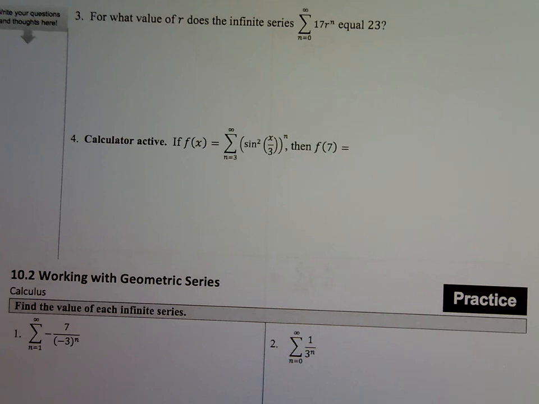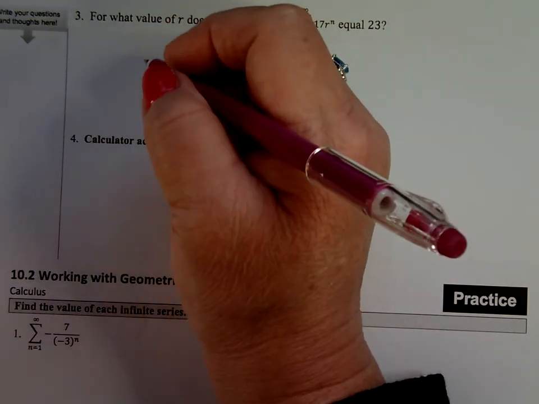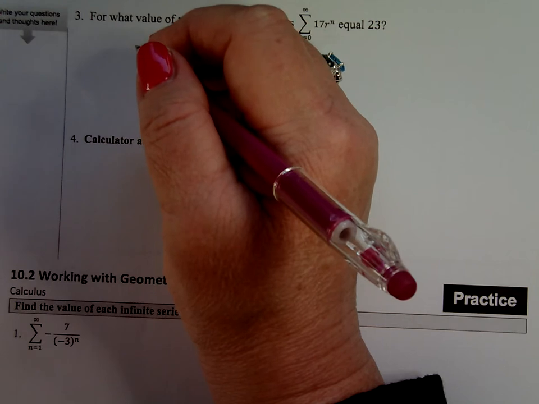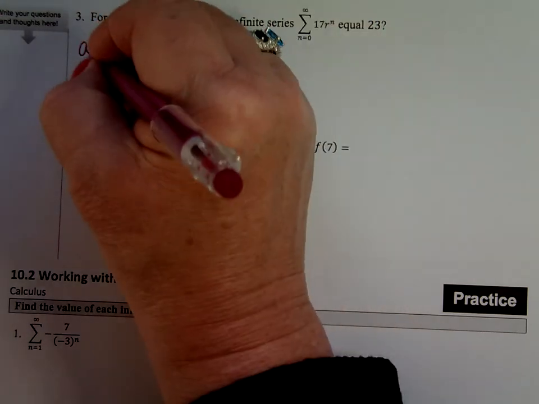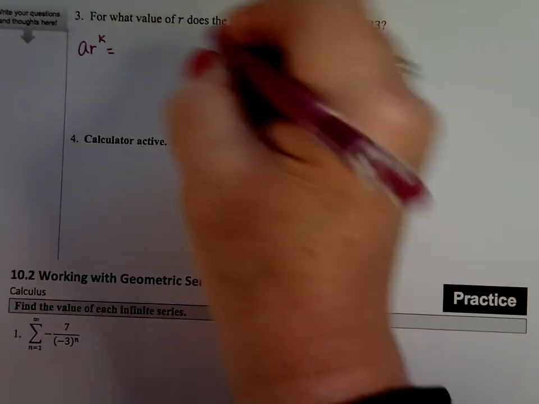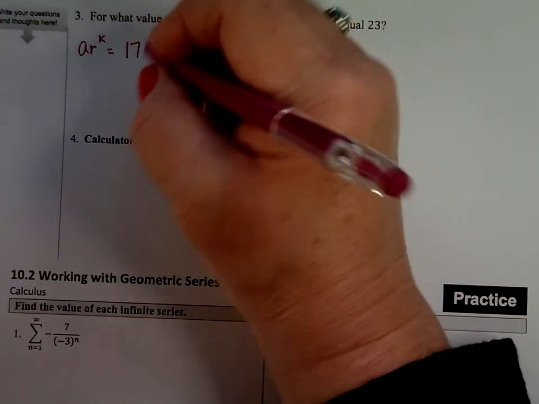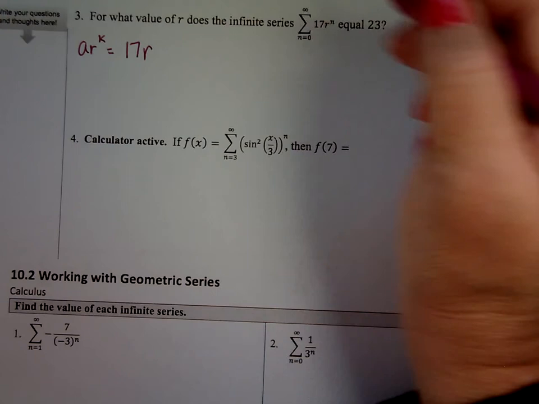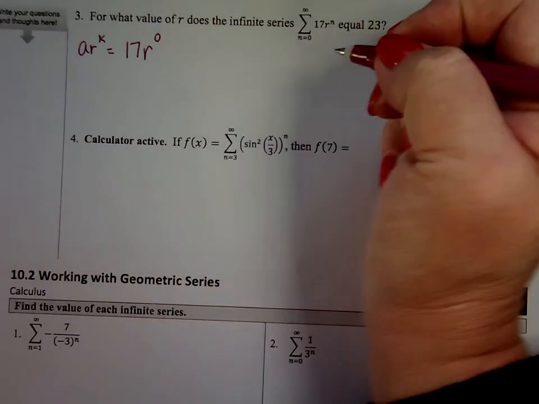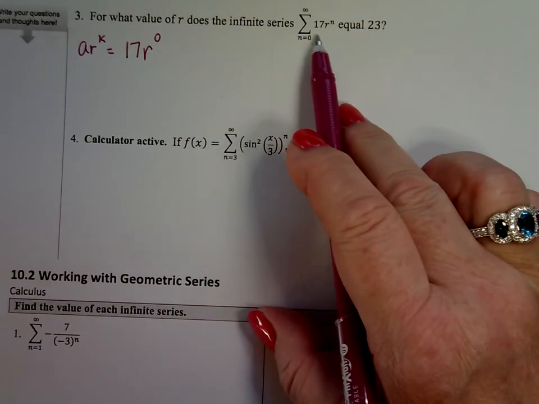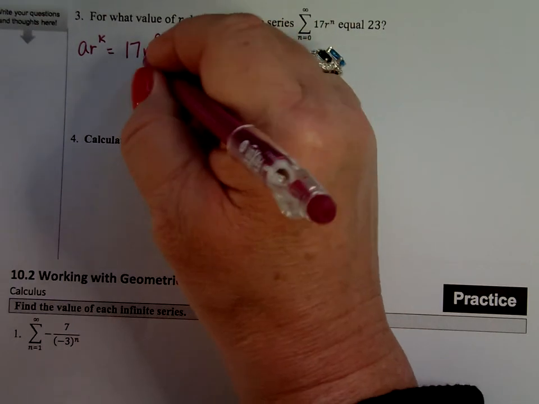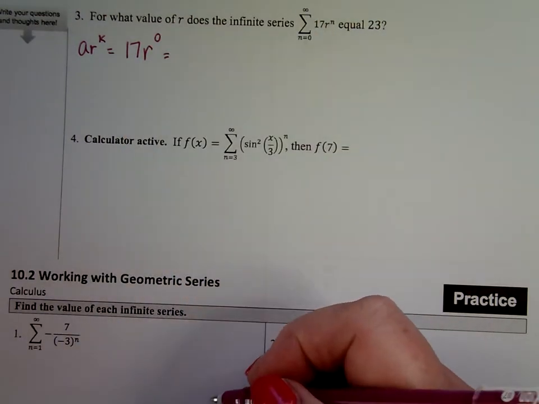All right, so that means that you need to know what your first term would be. You need to know what ar to the k is. Well, that would be 17r to the 0 power. Right, 17r to the 0 power. R to the 0 power is 1, so I get 17.